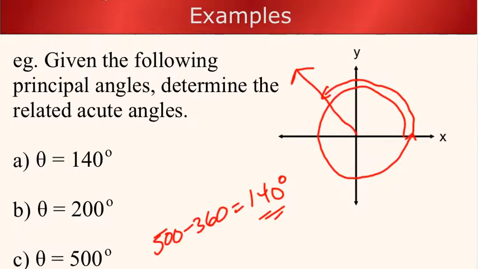So the related acute angle is the same, because it's always this acute angle between here and here. It's always acute. It's always smaller than 90. So it's the difference between this, which is really like 140 sitting here, between here and here. So this has got to be 40 again. So the related acute angle for 500 is 40 degrees.